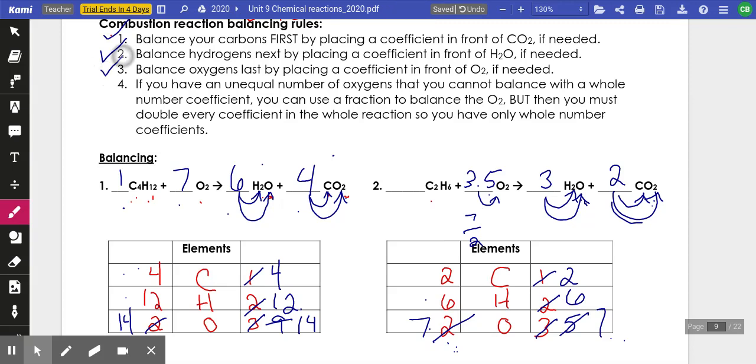That would be step 3 there. So 3.5 in front of the O2, or 7 halves in front of the O2. Both mean the same.